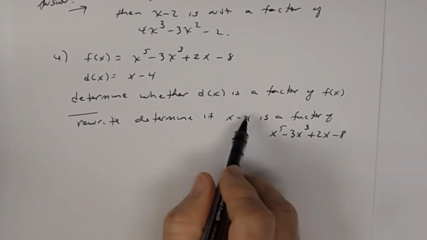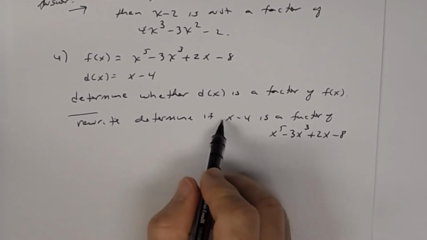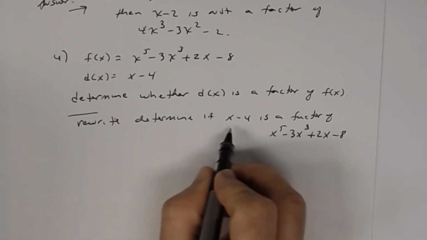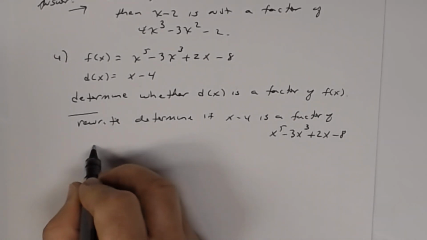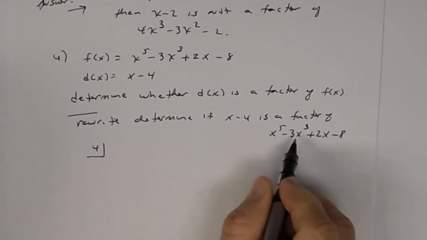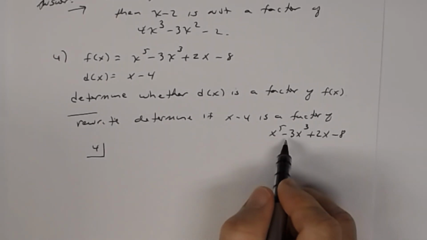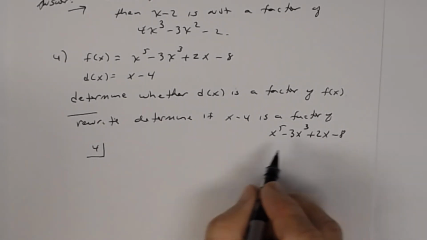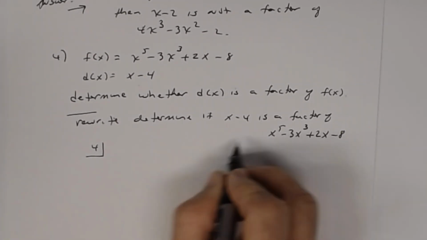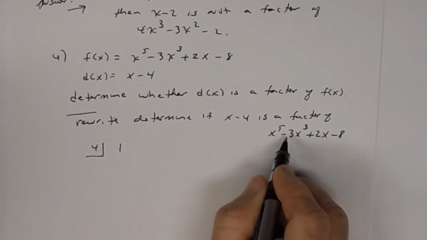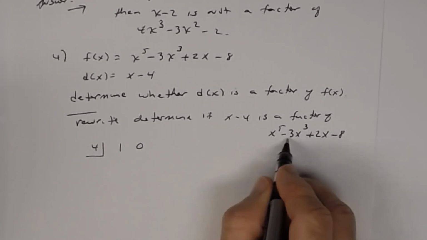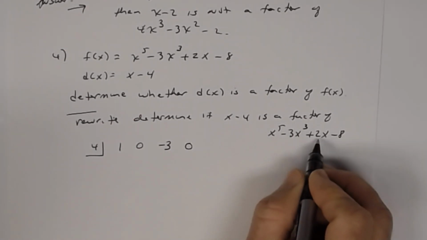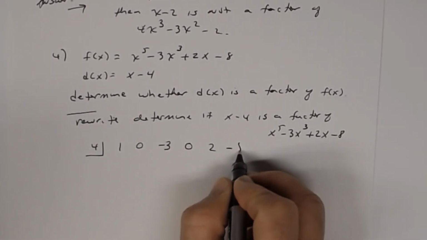And so since this is a linear factor and x has a coefficient of 1, we can use synthetic division. So c in this case is 4. Remember it's x minus c, so c is 4. So we have 4, and notice I am missing an x to the 4th, and I'm missing an x squared as well. So I'm missing 2 terms here. So I have the coefficient of x to the 5th is 1. The coefficient of x to the 4th is 0. Coefficient of x cubed is negative 3. Coefficient of x squared is 0. Coefficient of x is 2. And then our constant is negative 8.